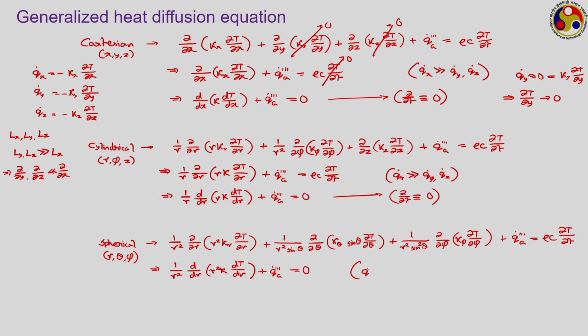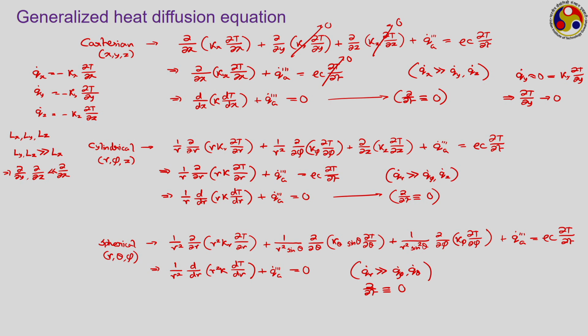This is when your q dot r is significantly greater than heat conduction in the phi and theta direction, and any time variation can be neglected. And in this particular chapter, in this module, we shall be talking primarily about this one dimensional steady state form of the heat conduction equation, because they are extremely important in several engineering applications, and secondly they are very easy to analyze, they are very easy to model mathematically.